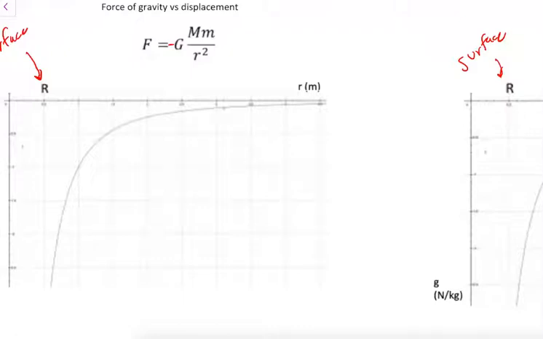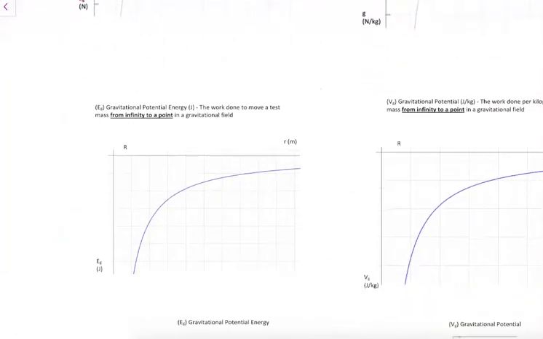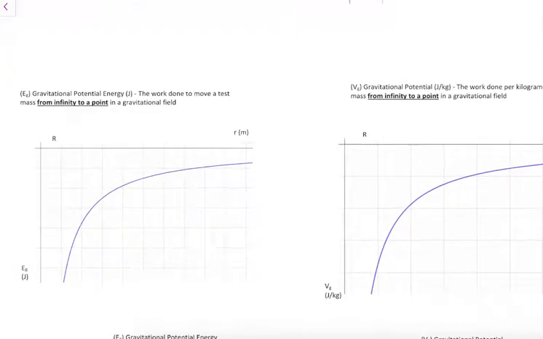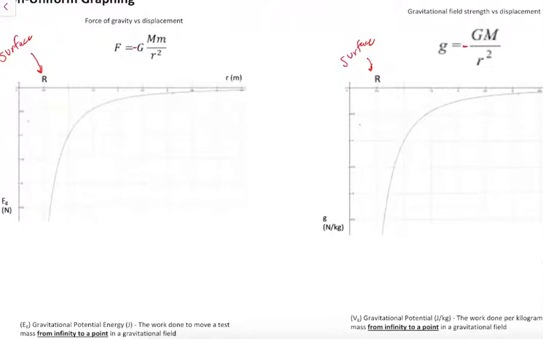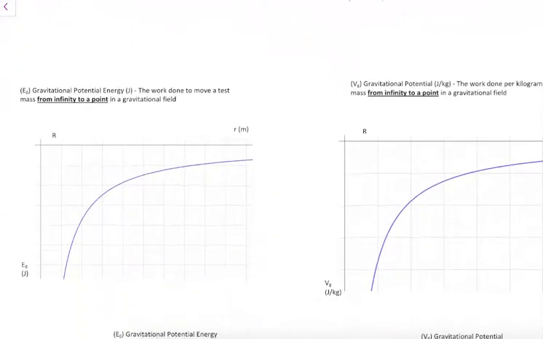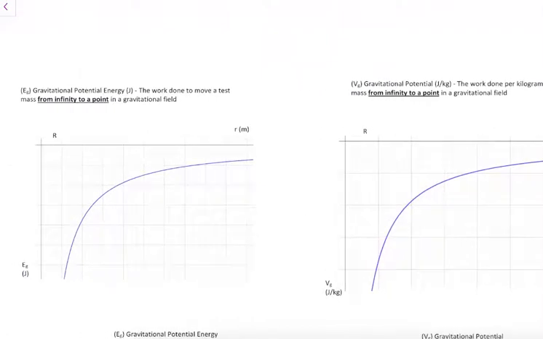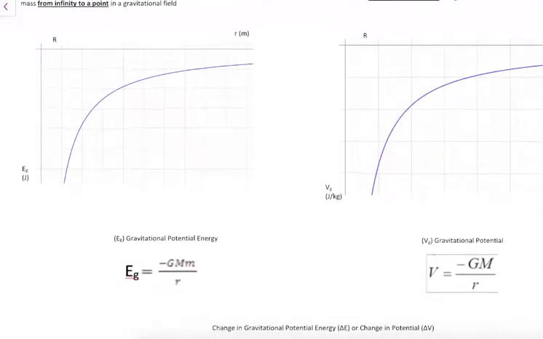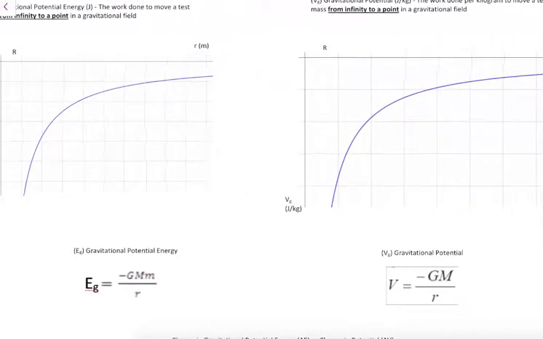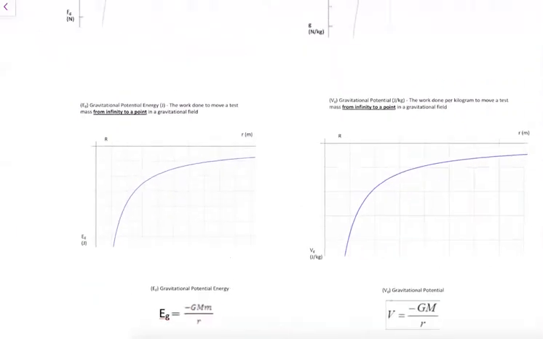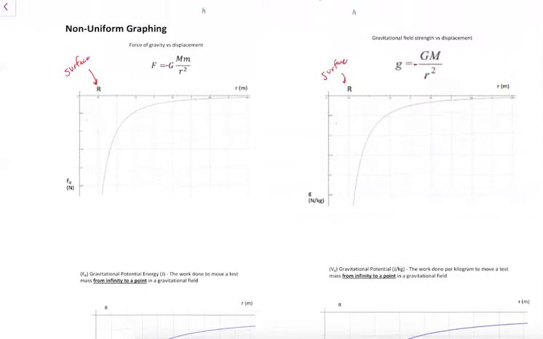So the graphs that we're looking at are going to look like this, where this is an inverse square, and these are both just inverses. So our equations will be negative GMm over r for our gravitational potential energy, and just negative GM over r for our potential. The only thing different about them is the m is canceled out.